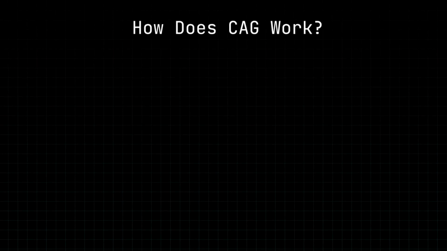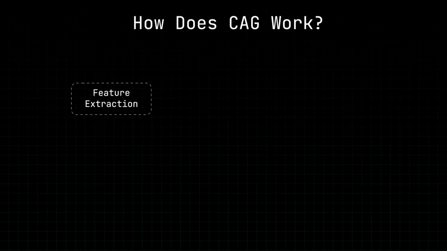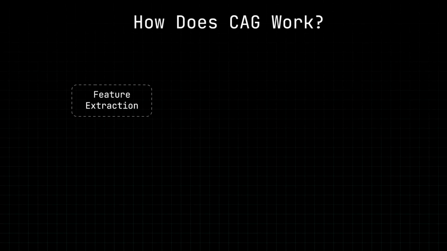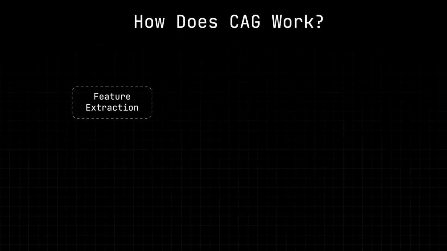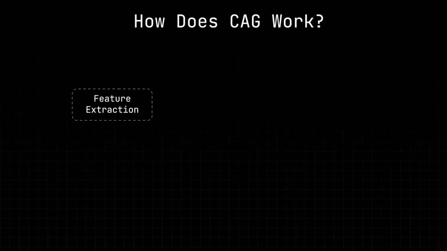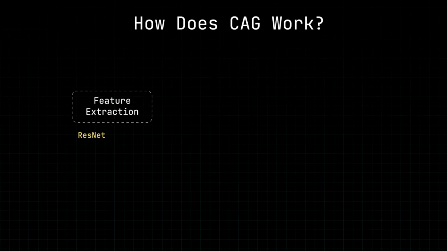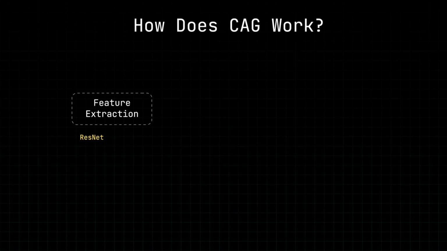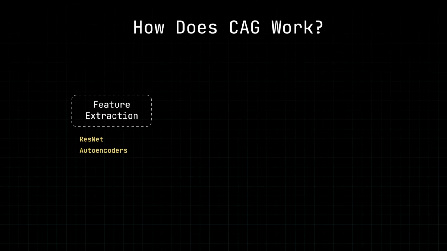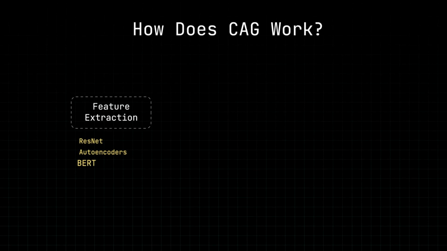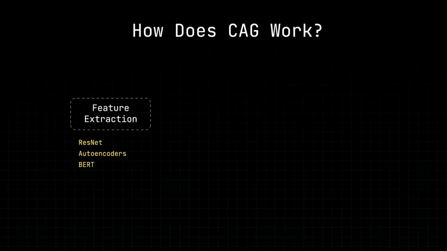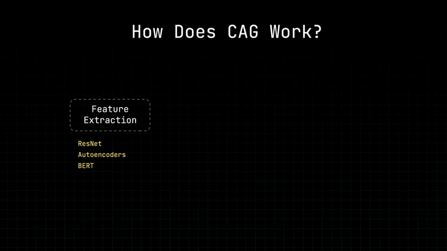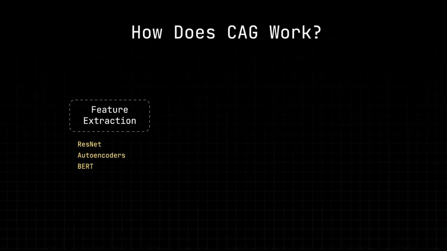How does CAG work? Now let's break it down technically. First thing, feature extraction. Before AI can learn, it needs to extract the most important features from the data. For this, we use models like ResNet or vision transformers for images, autoencoders for structured learning, BERT or GPT based models for text. These models convert raw data into meaningful representations.